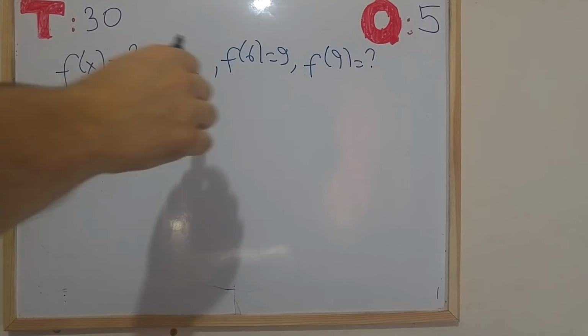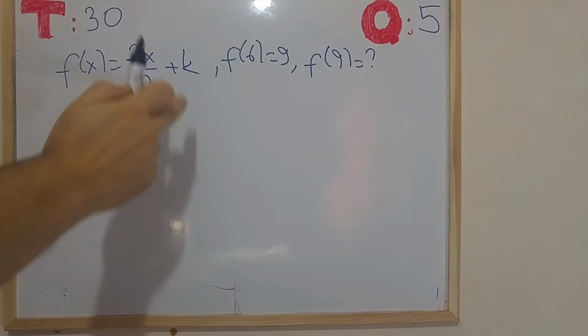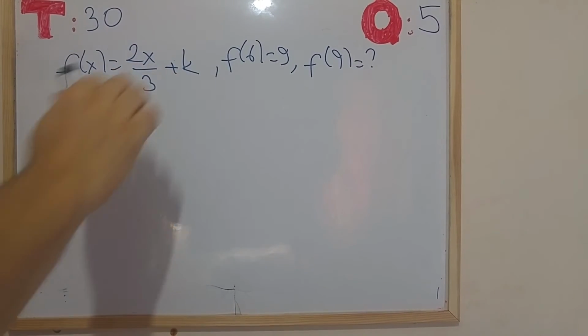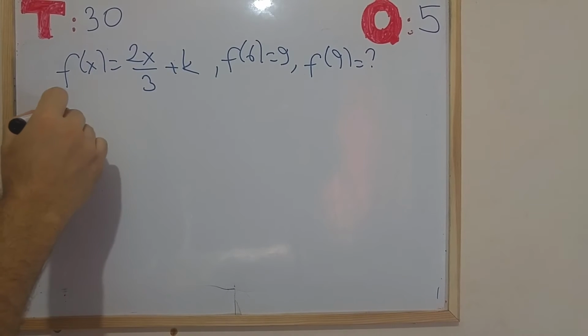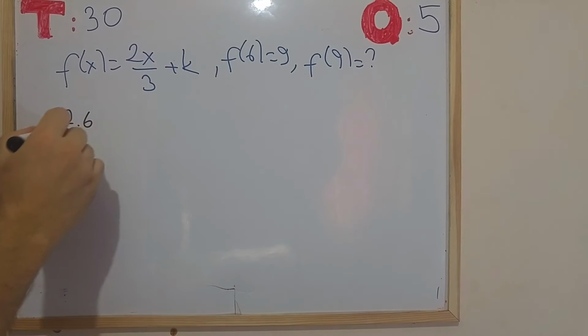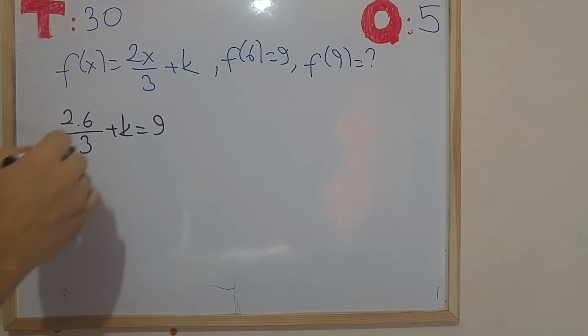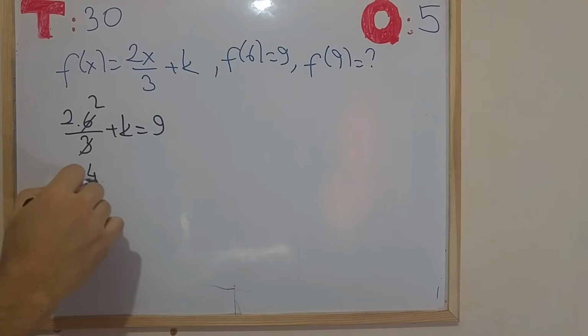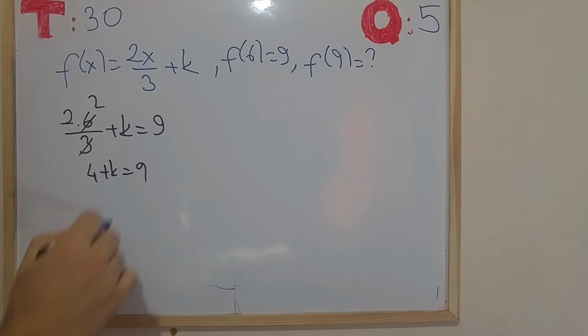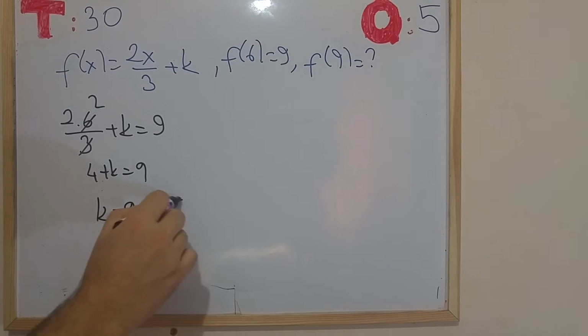We know f of 6 is equal to 9, so let's replace x by 6 in order to find k out. Let's do it. 2 times 6, which is x, divided by 3, plus k is equal to 9, which means this is 4. 4 plus k is equal to 9, which means k is equal to 9 minus 4, which is equal to 5.